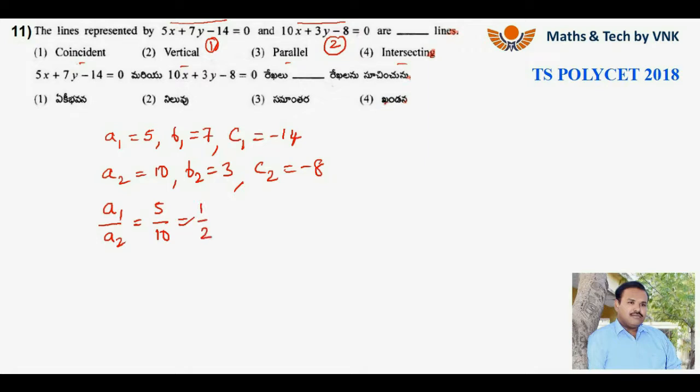Now find b1 by b2. So b1 by b2 is equal to, b1 is 7 and b2 is 3. Since a1 by a2 is not equal to b1 by b2, then lines are intersecting and they will have a unique solution. So option 4 is correct.